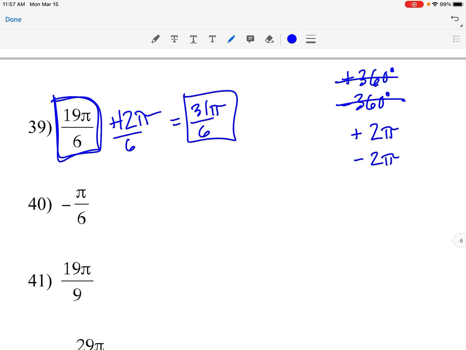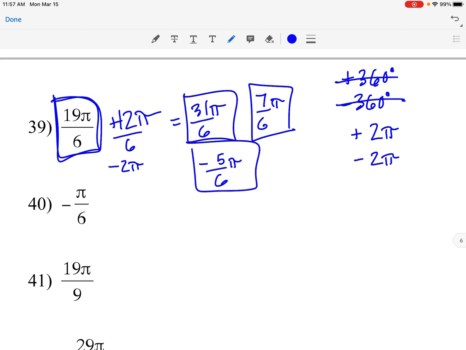Okay, so we have our positive answer. Now we need to start minusing 2 pi. Minus 2 got me back to 19/6. Minus 2 gave me 7/6, but that's still positive, so you could use that for your positive answer. Minus 2, okay, here we go. That gave me negative 5/6 of pi. So there we go, a positive and a negative. So either add and subtract 360 or add and subtract 2 pi.